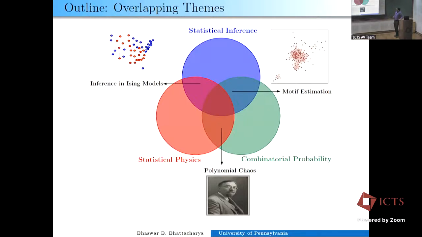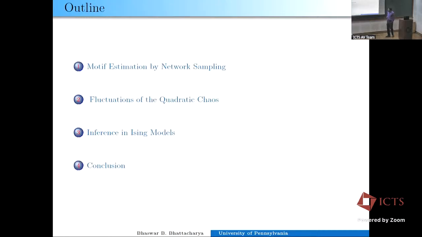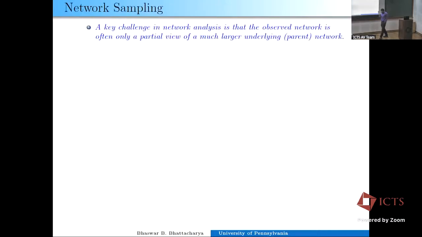Okay, so I'm going to start talking about the motif estimation problem, which connects statistical inference with problems in combinatorial probability. Networks are a natural way to model relational data. If you have a group of people and they have binary interactions between them, a natural way to model them is through a graph. Now we know that the social networks that we see these days are huge in size. Social networks and contact networks are large.